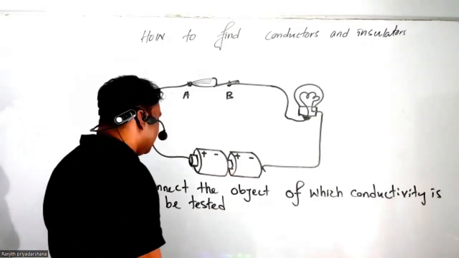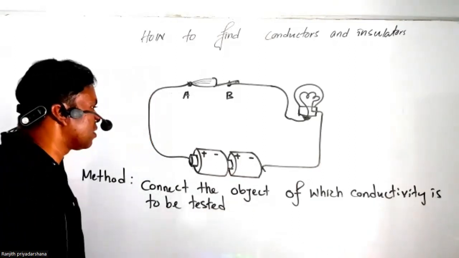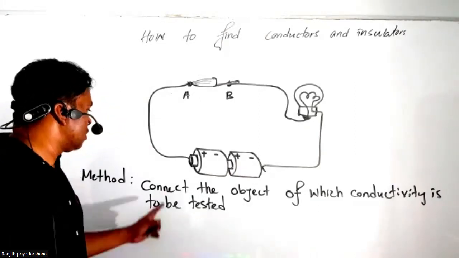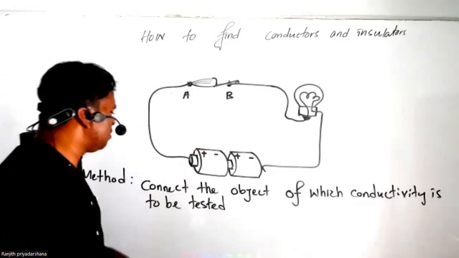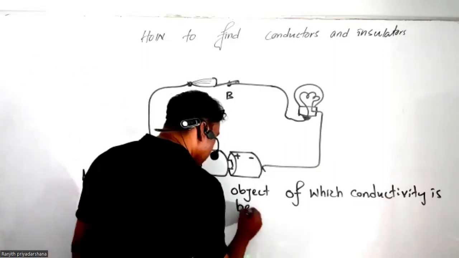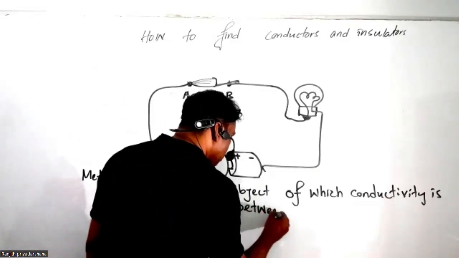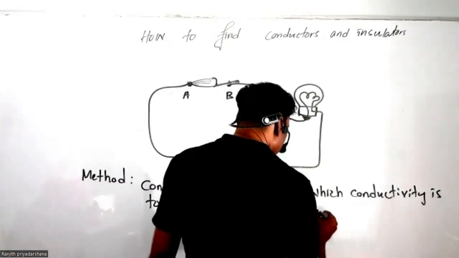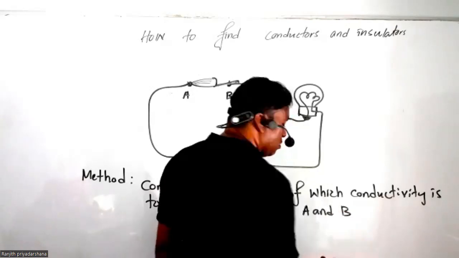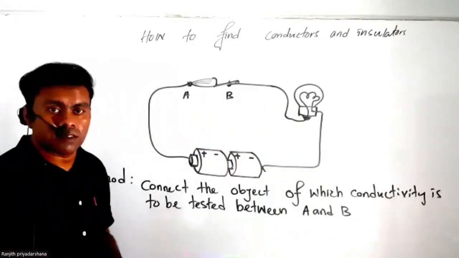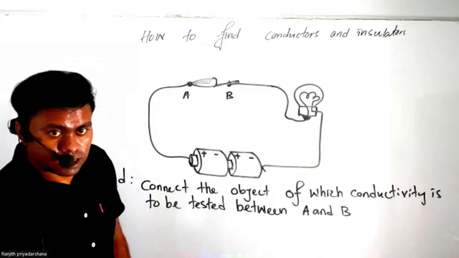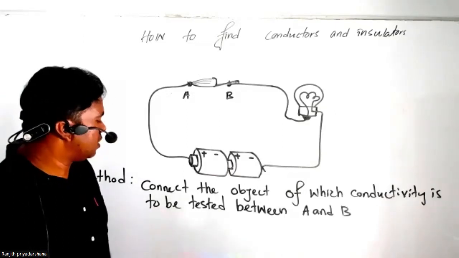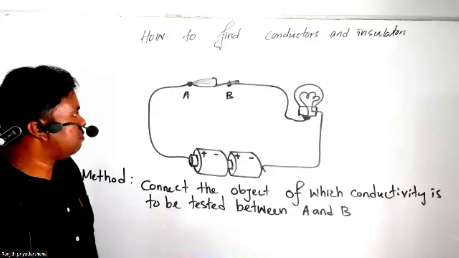Okay. So connect the object of which conductivity is to be tested. Where? In between A and B. Sir, we have to write that thing. Yes, students are writing. Right, okay. Connect the objects of which conductivity is to be tested between A and B.